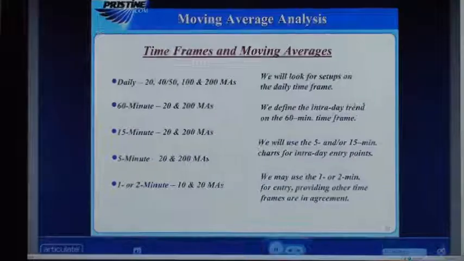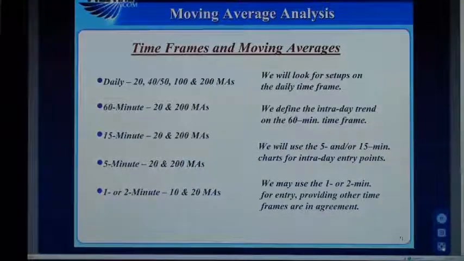The time frames and the moving averages that we're going to use. On a daily time frame, we're going to use the 20 and the 40, or the 50 if you like. The 50 is more widely followed. As part of the TPM1, we used the 40 period moving average, the reason being it just trends tighter with the 20 MA.